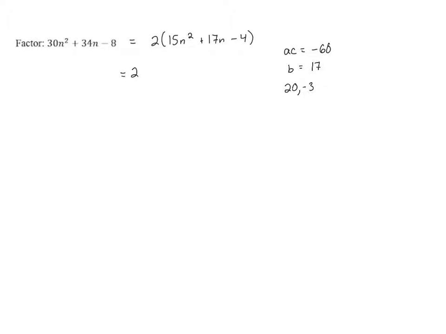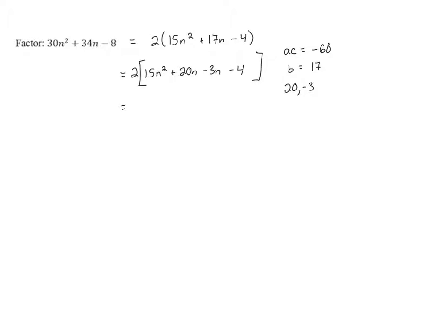I'm going to keep the 2 out front, and I'm going to change those parentheses to brackets just so that everything is clear. Now let's split that middle term up. We still have the 15n squared, but then that 17n is going to become 20n minus 3n. And then we keep the negative 4. Now, once we've done that, we can use grouping.